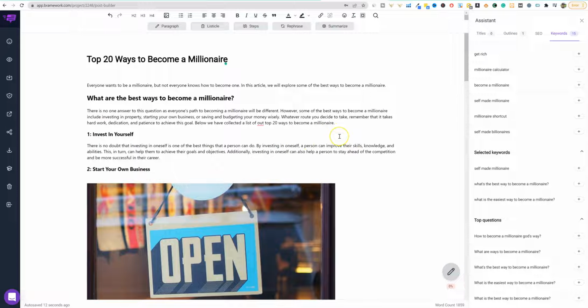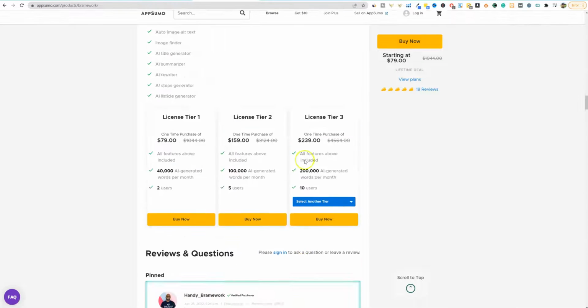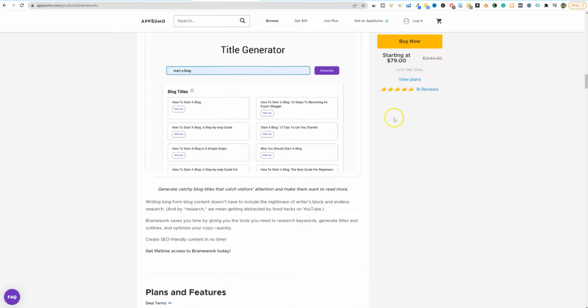So absolutely, you can nail it out of the park with Bramework and do listicle articles as well inside of Bramework. So if you want to go pick this up, it is a beautiful software and it starts at $79.